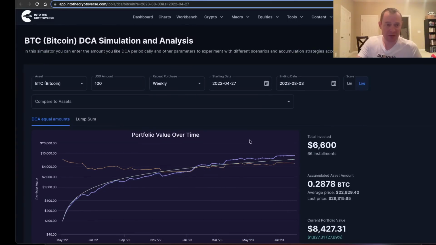So make sure you check this out, intothecryptoverse.com, and play around with it, see what you think. Find some altcoins that outperform Bitcoin. There's going to be some, but you'll see time and time again that most of them underperform over a long enough time horizon.